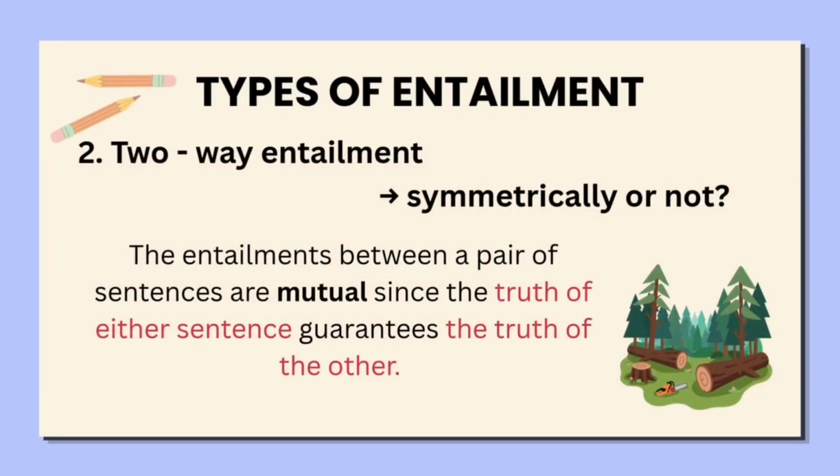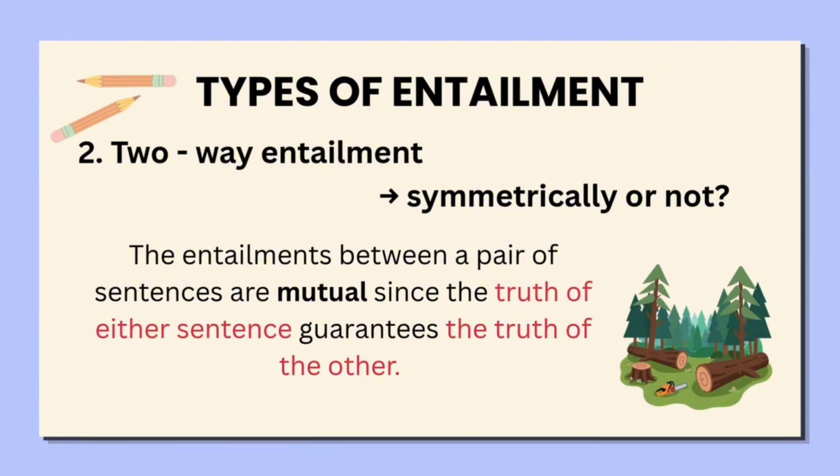Now we move to this slide. It introduces two-way entailment. Unlike one-way entailment, this relationship works in both directions. That means if the first sentence is true, the second sentence must also be true. And if the second sentence is true, the first sentence must also be true. So the entailment is mutual. Because the relationship works both ways, two-way entailment is symmetrical.